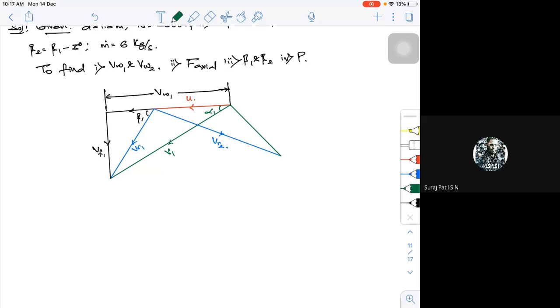See, what I am drawing is not to the scale. It is some kind of methodology I am trying to use. If you want to, you can solve this problem using scale. I will show you in tomorrow's class how to use your graph sheet to solve the numericals, to the scale. So this is my VF2, alpha 2, beta 2, and this is my VW2. So this is my velocity triangle.